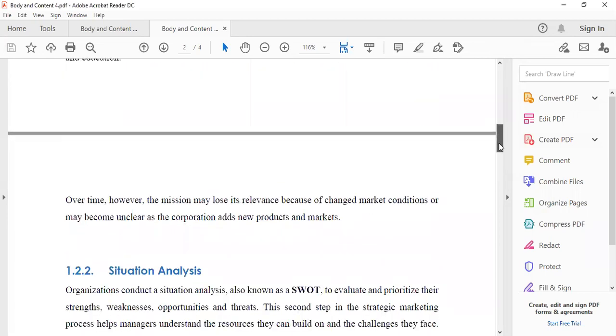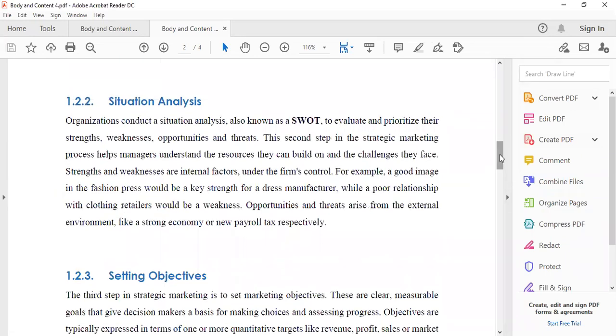The next step is situation analysis. The situation analysis tries to answer the question, where are we? Conducting situation analysis is important for an organization to understand its current position, to understand the environment it's in, to understand how to take advantage of opportunities and how to manage the threats in the organization.